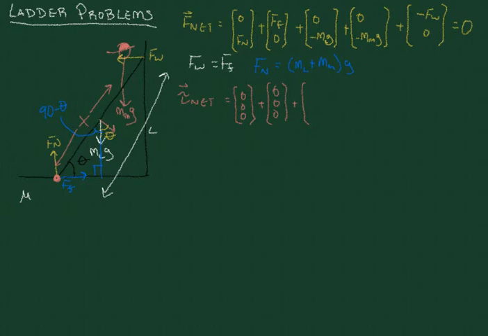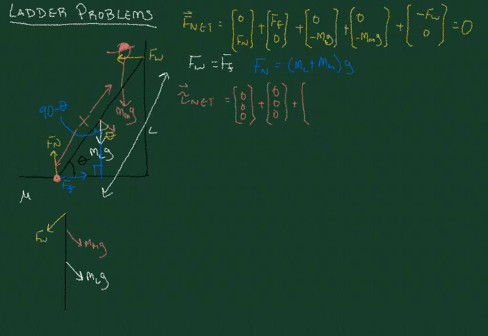So we can redraw our ladder down here. We have the weight of the ladder, mass of the ladder times g. We have the weight of the man, mass of the man times g. And we have our force from the wall.